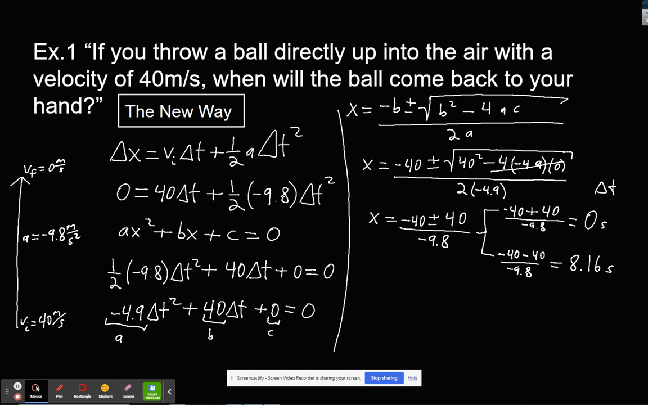Our time, that's the time in which our object in question was at 0. In this physics case, when our object was at 0 meters. Well, we started at 0, so it makes sense that at time 0, we were at 0. That's great. But that's not what we're looking for. We know that already. That's where we started. The time we care about is this one down here. We throw it up, 8.16 seconds later, we catch the ball.